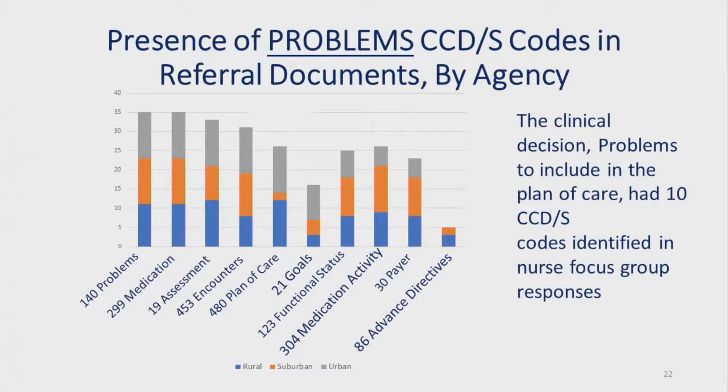And this is a graph of which of these codes were actually found in the documents. And it's a stacked chart, so each color is for a different agency. The bottom is rural, which is blue. In the middle is orange, which is suburban, and gray at the top is the urban agency. So as you can see, there's variation in terms of which information is found in the referral documents.